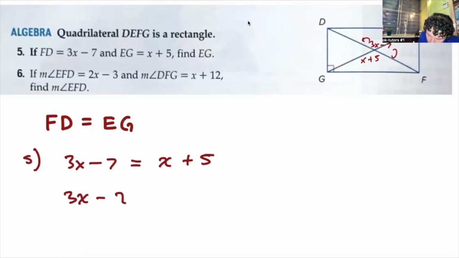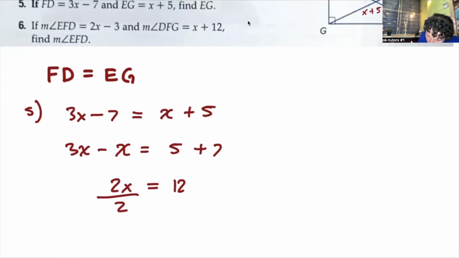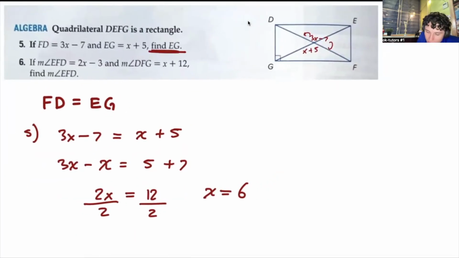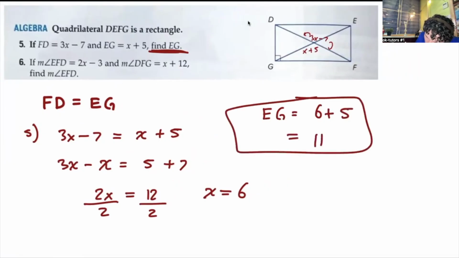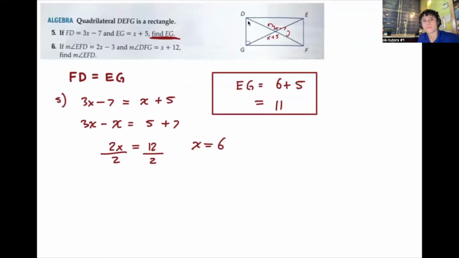I move the x's. This equals 12. This equals 2x divided by 2. X equals 6. But they're telling me find EG. So EG equals 6 plus 5. This equals 11. There's your solution.